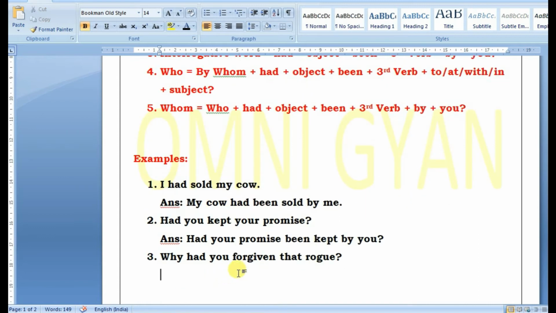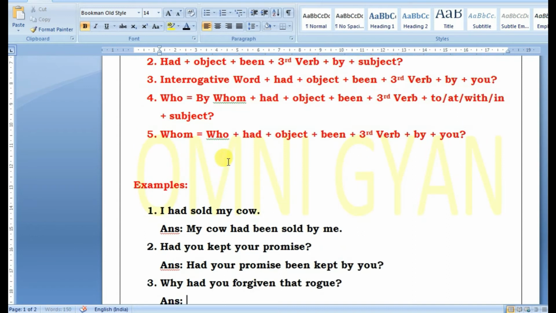Why had you forgiven that rogue? So "you" here is the subject, and that rogue becomes the object. Okay, so how shall we begin the sentence? Look at formula number 3. We begin with that same interrogative word. So here the interrogative word is "why".